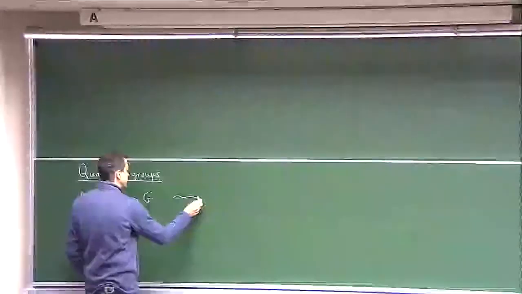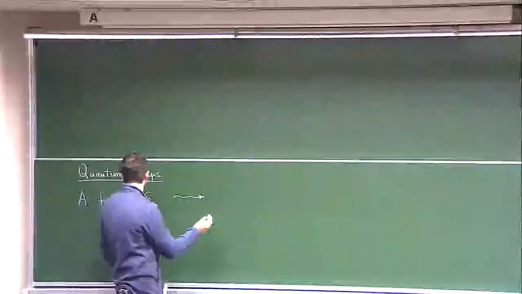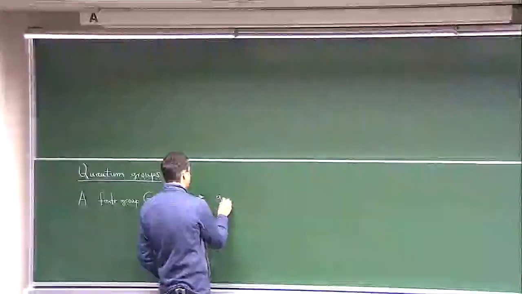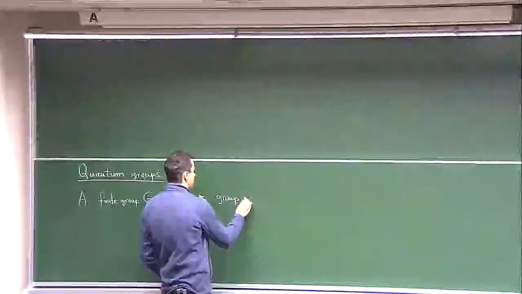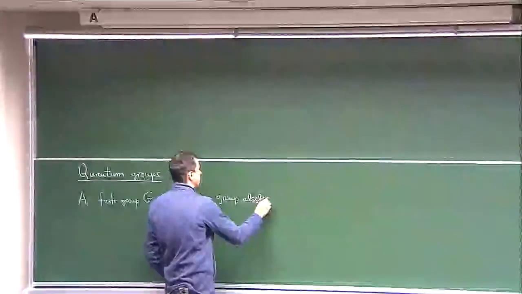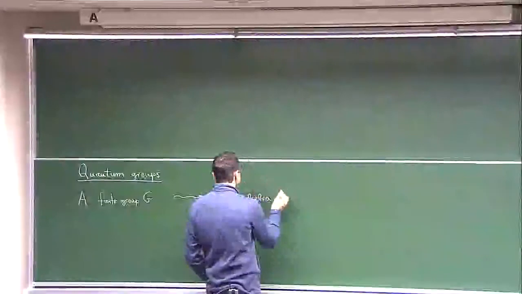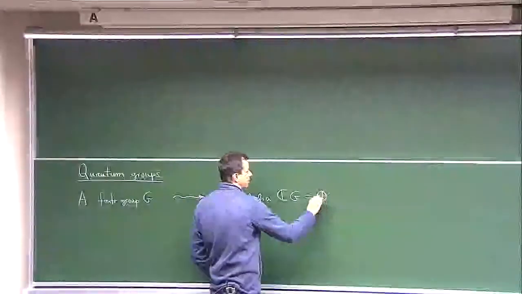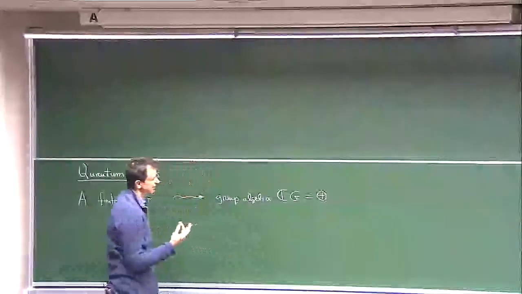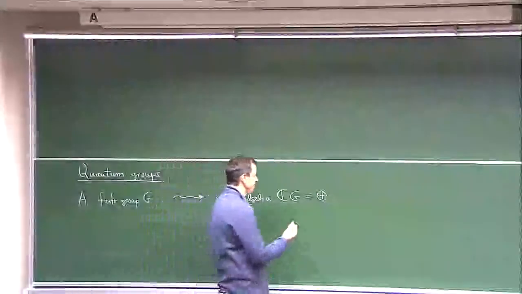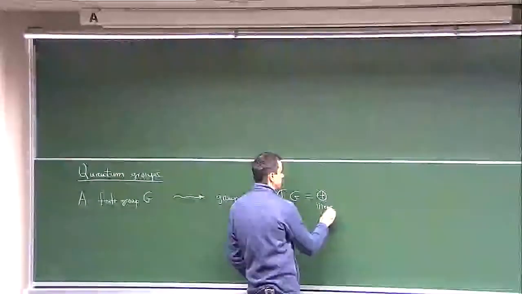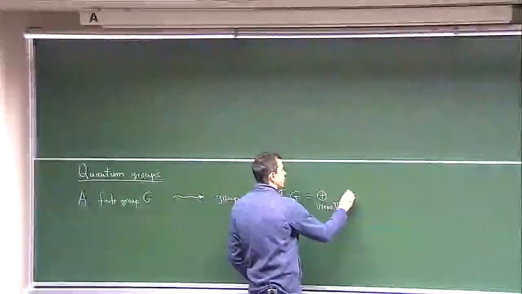So to a finite group, we can associate its group algebra. Let's say we're over the complex numbers. So this would be, by the Peter-Weyl theorem, the direct sum over irreducible representations V of all endomorphisms of V.